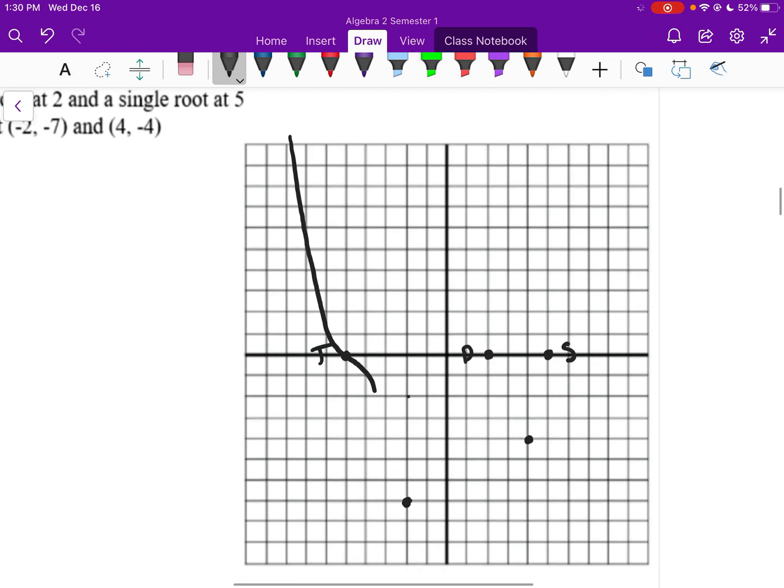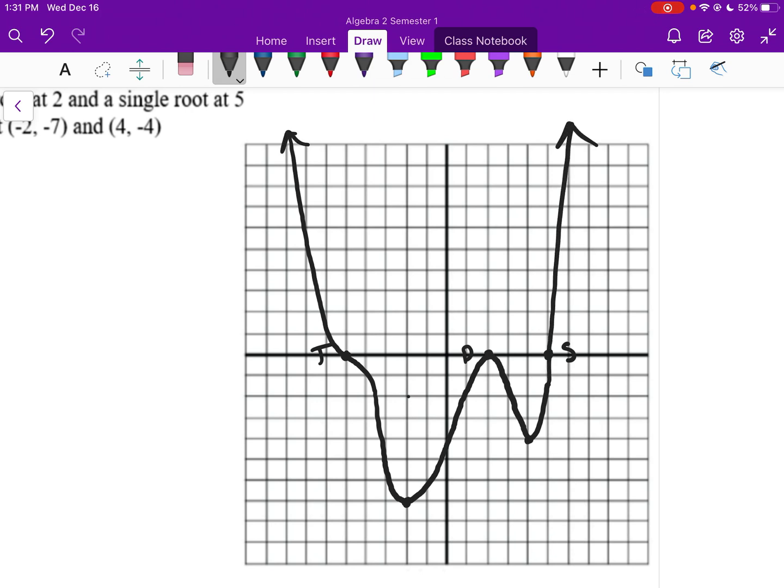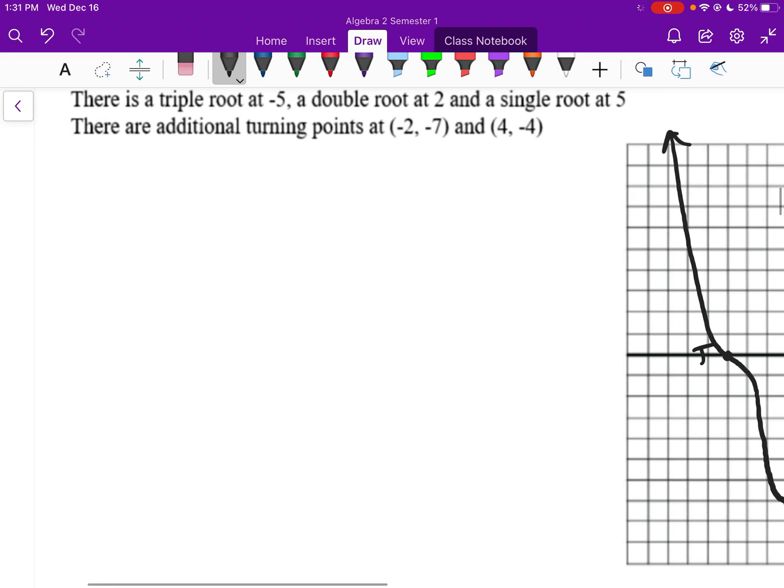Okay, and then I have that next point, which is a turning point, so we're going to make a turning point there. And I've got to go up to that next 0, which is a double root. Double roots, we just touch the x-axis there. Another turning point. And single roots, we go straight through. Okay, so I have the proper end behavior. I got the right roots represented with the triple, double, and single, and I have my turning points where I specified.